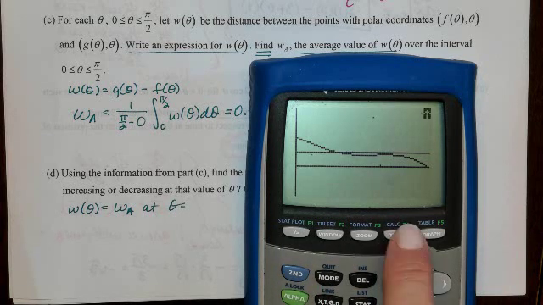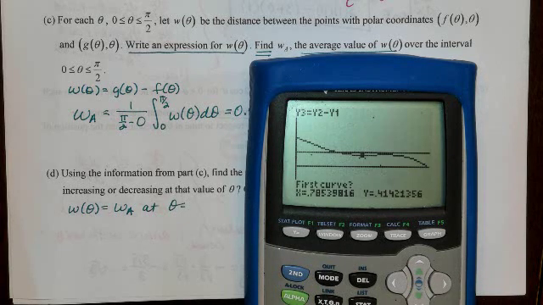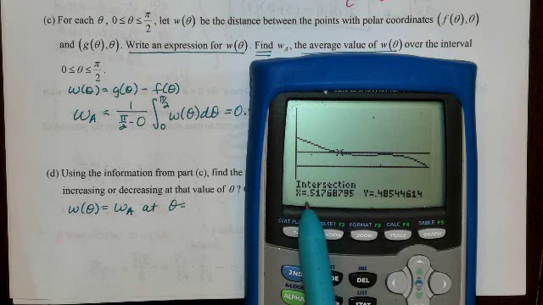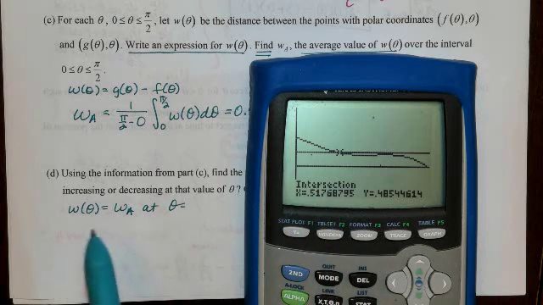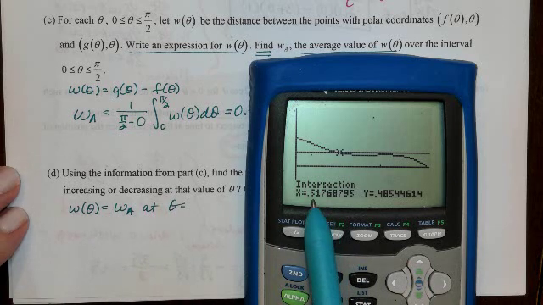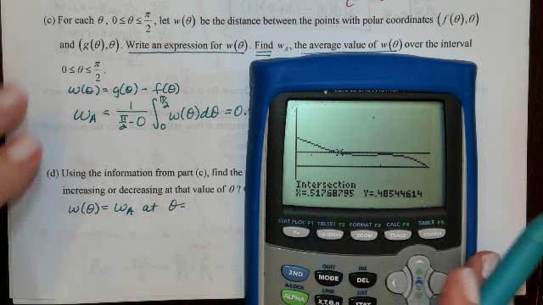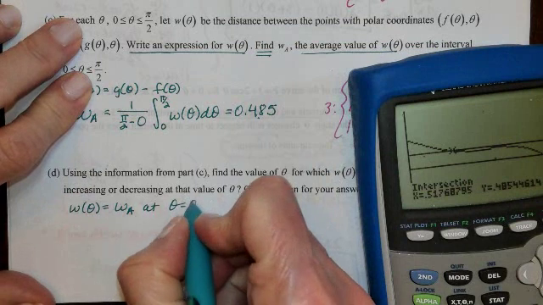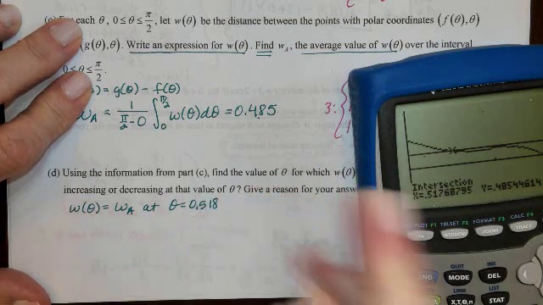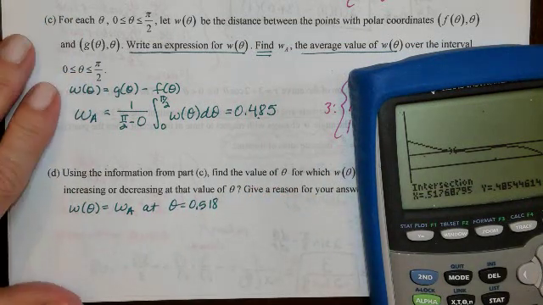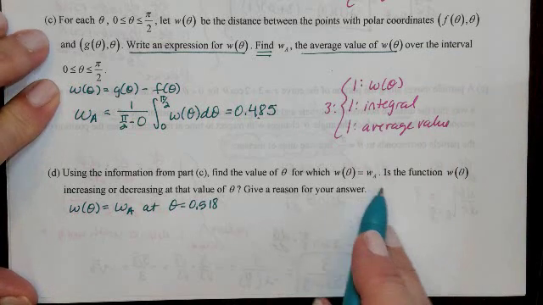So second calc 5. For intersection, enter, enter, enter. And this will give me where they intersect at. So this, remember, x is your theta. So that's your theta value that these two are equal at. So 0.517 or 0.518 if you round up. I like to round, so 0.518. Okay. So that was that part.